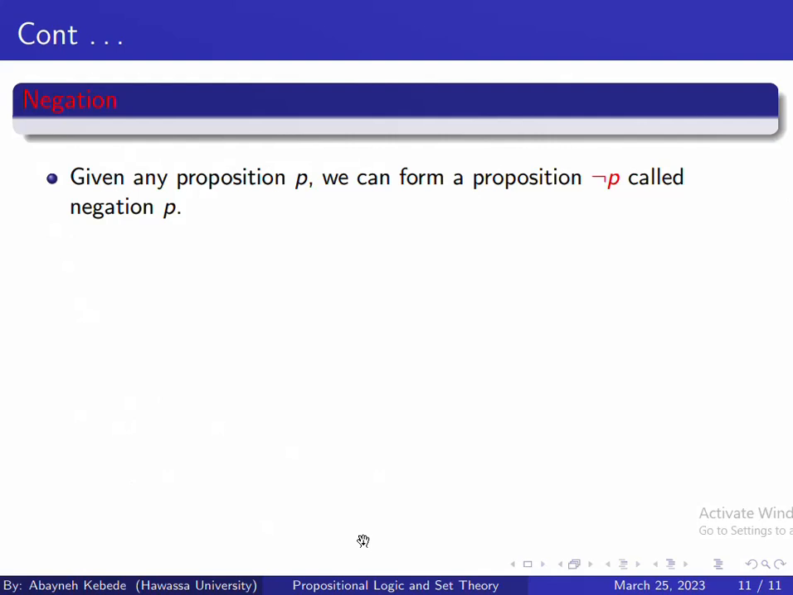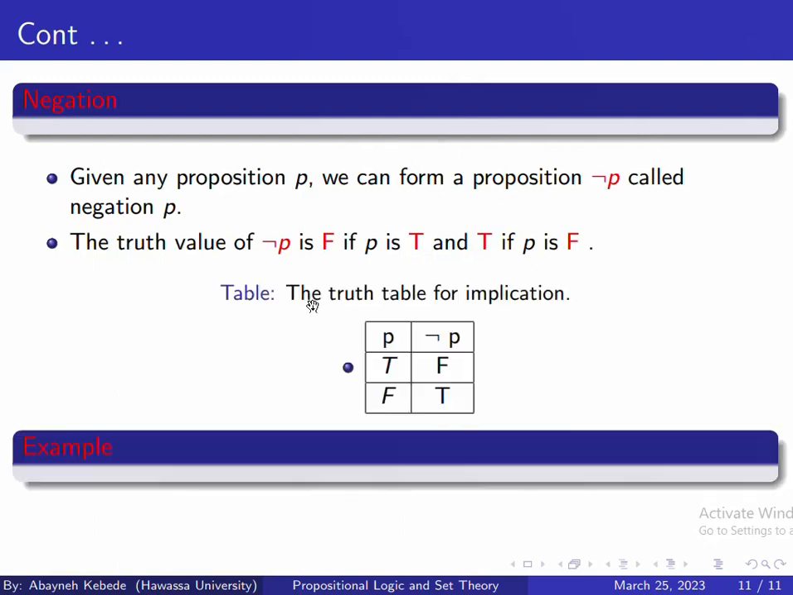The last but not the least type of logical connective is called negation. This is different from the other logical connectives because it may be applied to only one proposition. So it can be defined as follows: for any given proposition P, we can form the negation of P. The truth value of negation P is false if P is true, and it is true if P is false.